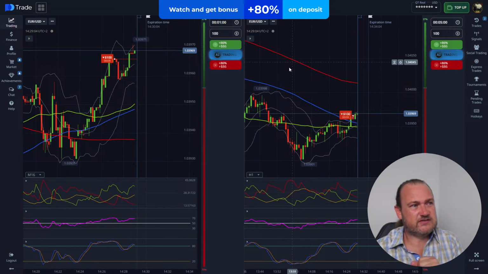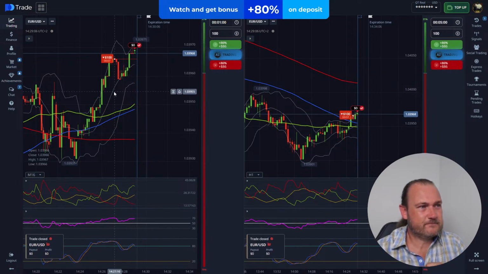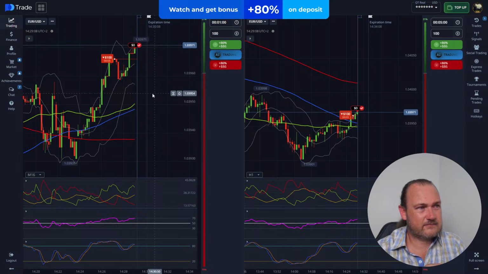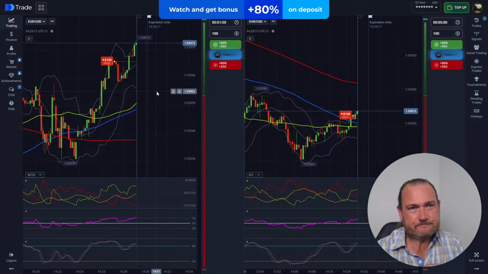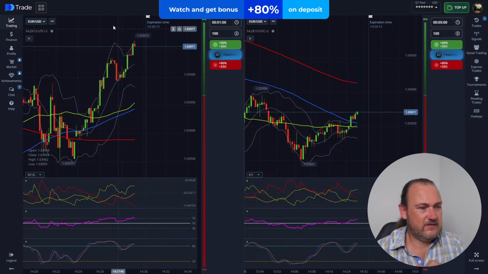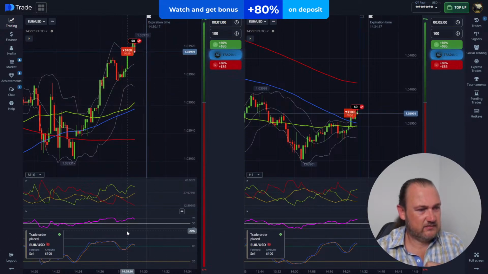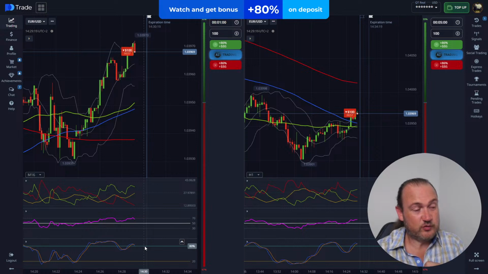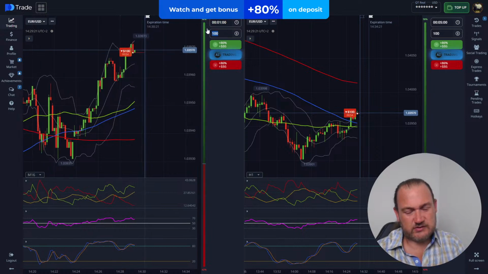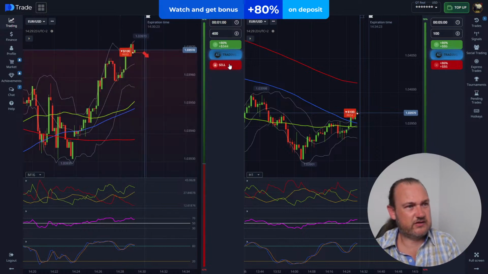Looks like we lost both these trades. Indeed. But we do have some divergence setting up here. This is a normal bearish divergence on the 1 minute. I would actually like to do a full trade on this.